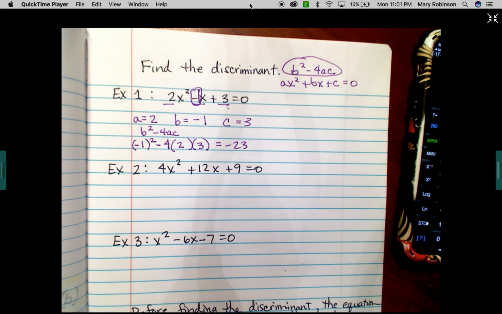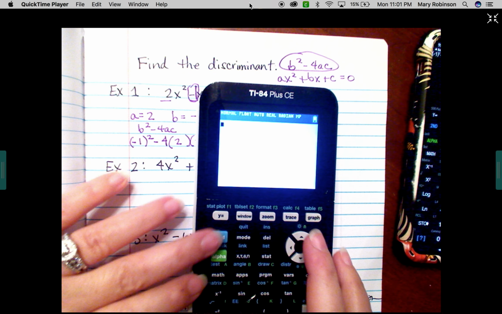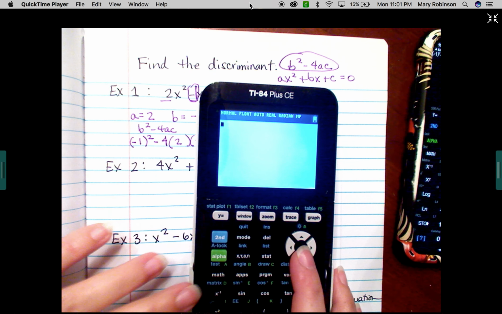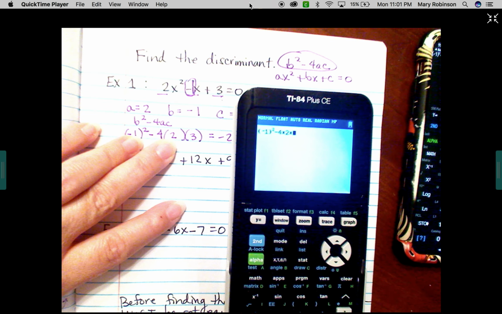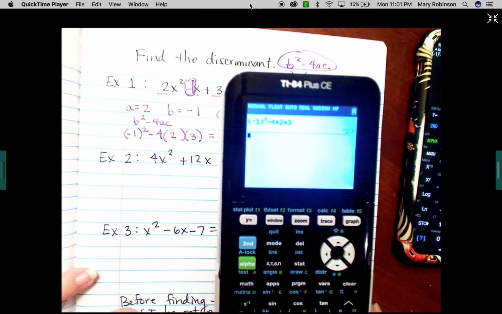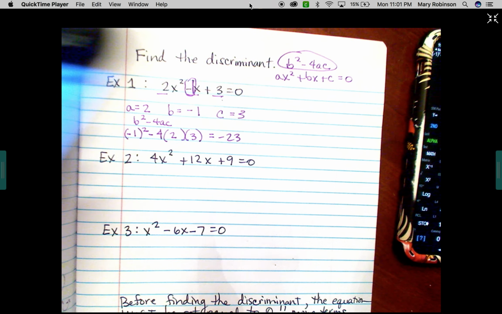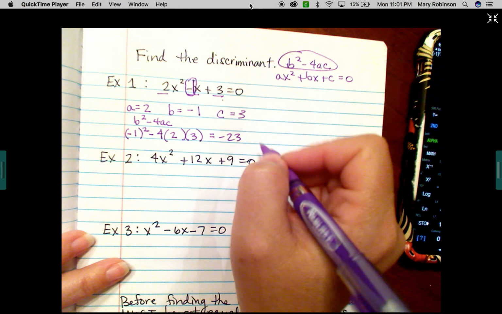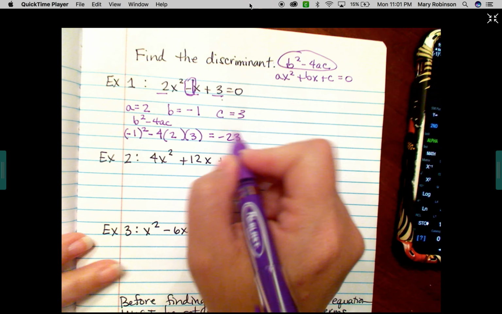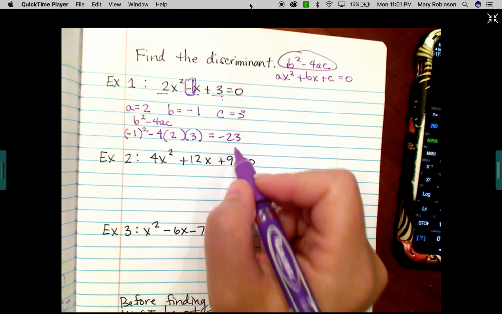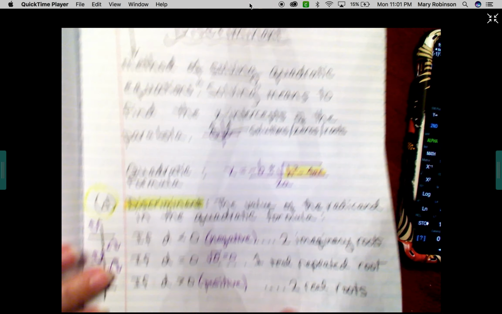And again, if I were doing it here on my graphing calculator, make sure y'all can see that okay. Negative 1 squared minus 4 times 2 times 3. And we get negative 23. Same thing. So what I also want you to keep in mind, and this is going to be pertinent really for tomorrow's lesson, is that when we look at this discriminant value, it tells us information.